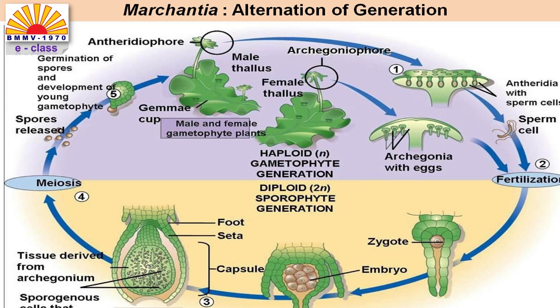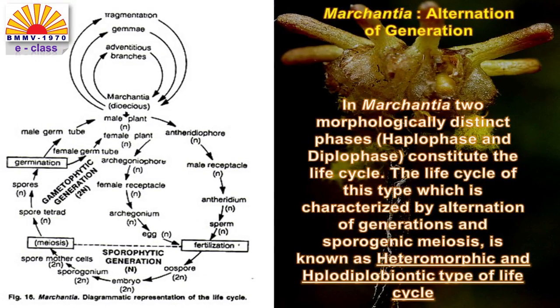The capsule contains sporogenous cells or the spore mother cells that will undergo meiosis. As a result, haploid spores are formed. These spores are liberated in the environment with the help of elaters, and finally the life cycle of Marchantia is completed. Here in the figure you can see the diagrammatic representation of the life cycle of Marchantia.